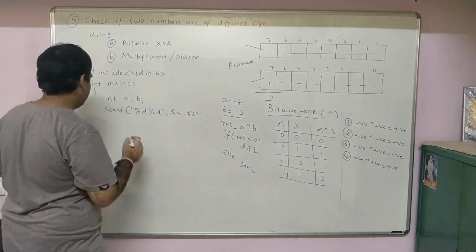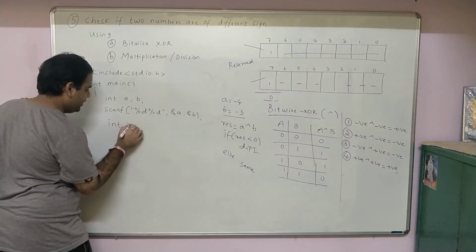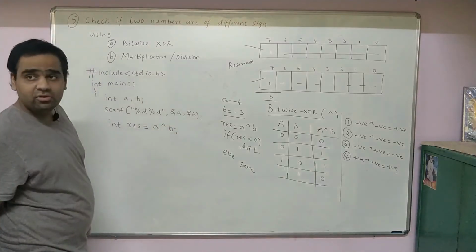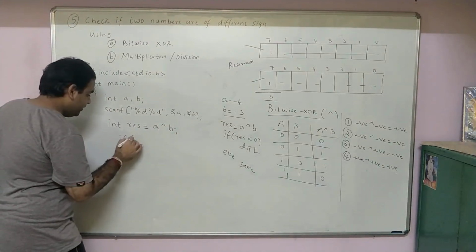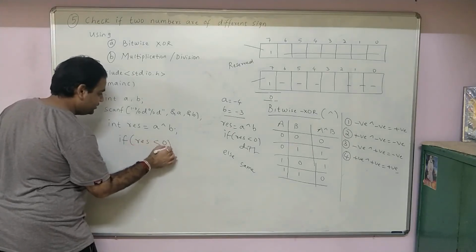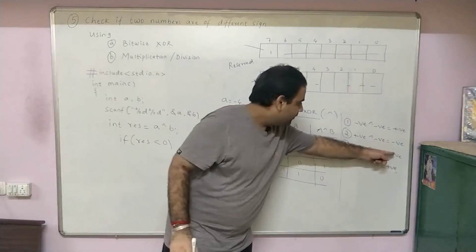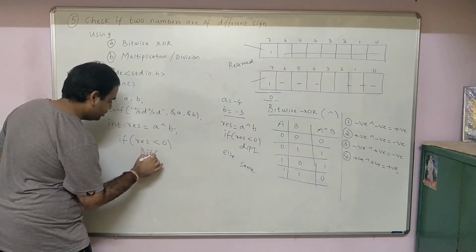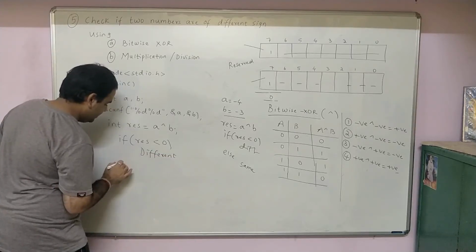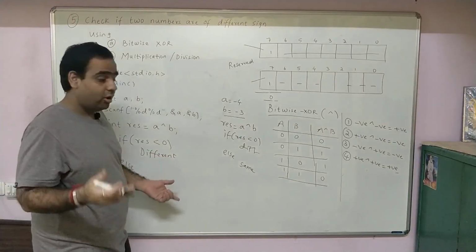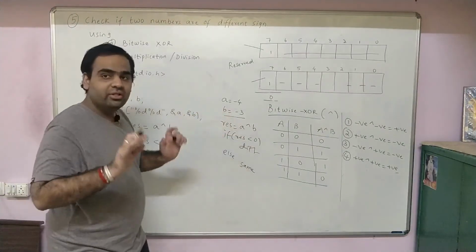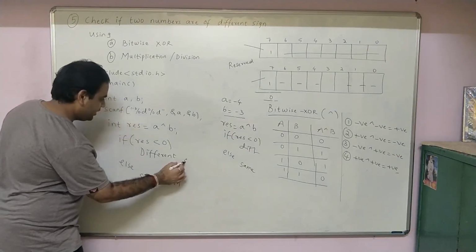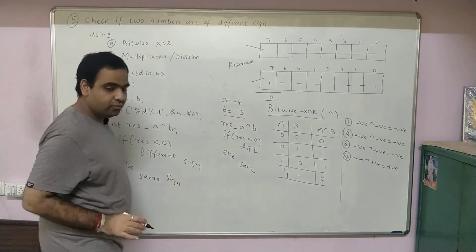Okay, now we have read two numbers, and what do we write over here? We say int result is equal to A XOR B, and we check if the value of result is less than 0, that means they both are of different sign. Hence you can say printf, they both are of different sign. Else, it means it is greater than or equal to 0, then they are of same sign. And this is how we stop the program.